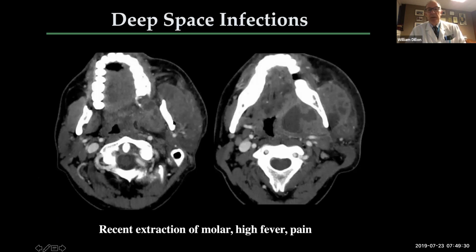Here is a deep space odontogenic infection surrounding the mandible. This person had a tooth that was pulled and developed infection, and you can see little islands of abscess involving both sides of the mandible. This is the masticator space. It's surrounded by a deep fascial layer, and it will contain that infection, but the infection can rise and go superiorly along the calvarium.